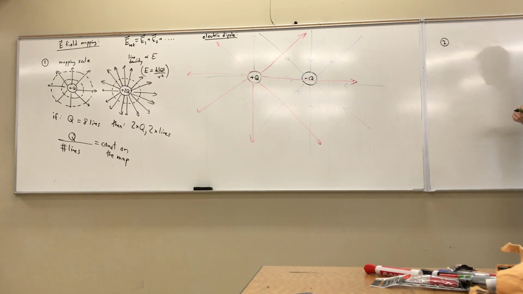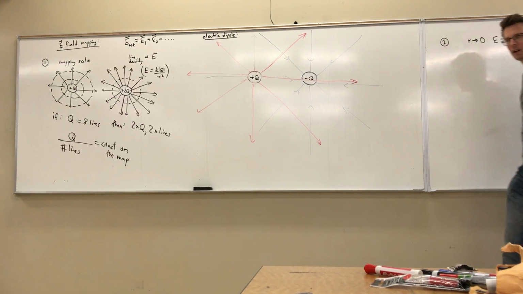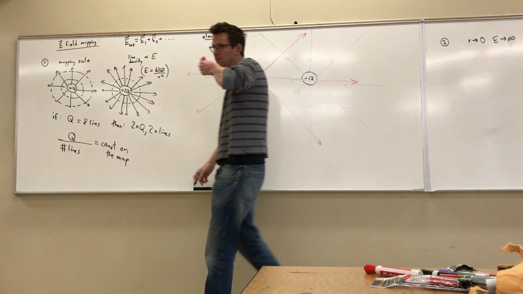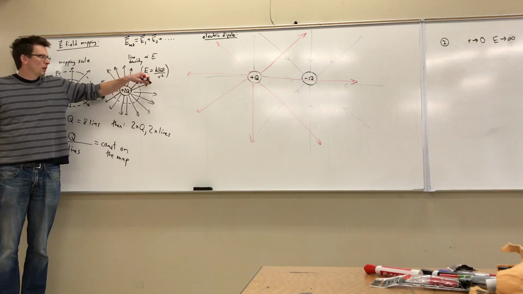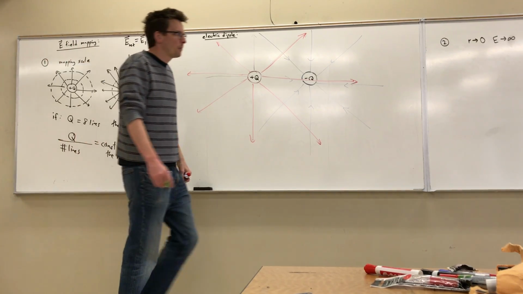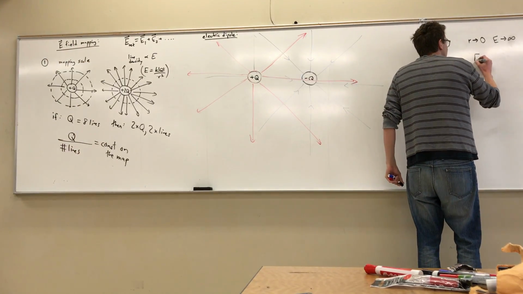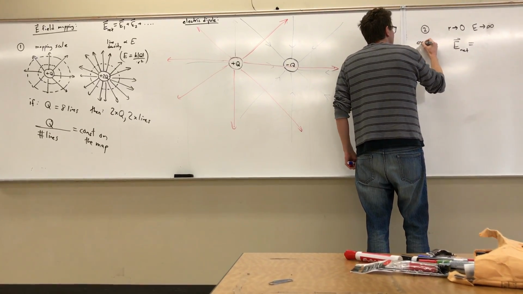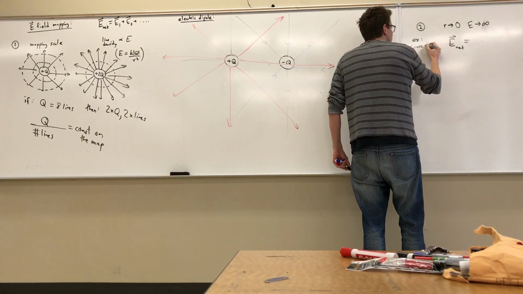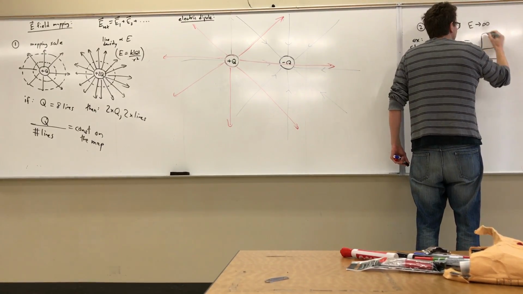The other thing that is very helpful to drawing these maps is the fact that as R approaches 0, the contribution of an electric field becomes arbitrarily large. You can see that right in the equation. When R approaches 0, E approaches infinity. So how does that help me? Well, E net, let's say I'm really close to charge 1. It's going to look like this.